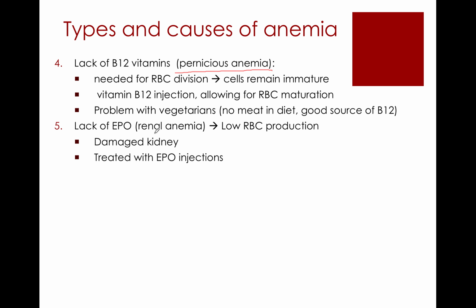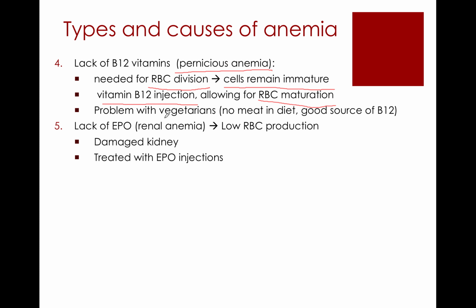So vitamin B12 is necessary for the division of red blood cells in the early stages of development. So if that doesn't happen, the cell remains immature. But it's very easy to recover from it, because what you do need is a vitamin B12 injection, and basically you're set to go. That allows the RBCs to mature, and your blood cell production should go back to normal.